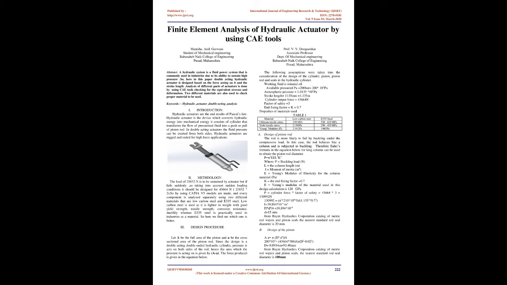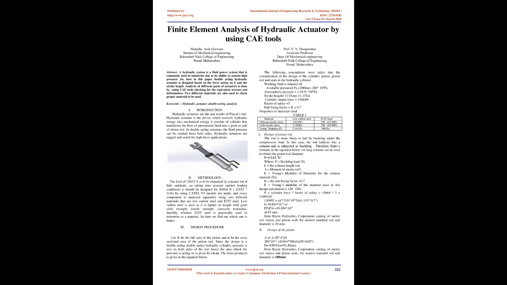Methodology. The load of 21,832 N is to be sustained by the actuator, but if it fails suddenly, so taking into account sudden loading conditions, it should be designed for 43,664 N, which is 21,832*2. So by using CATIA V5, models are made, and every component is analyzed separately using two different materials that are low-carbon steel and E355 steel. Low-carbon steel is used as it is lighter in weight with good yield strength, tensile strength, corrosion resistance, and ductility, whereas E355 steel is practically used in industries as a material. So here we find out which one is better.